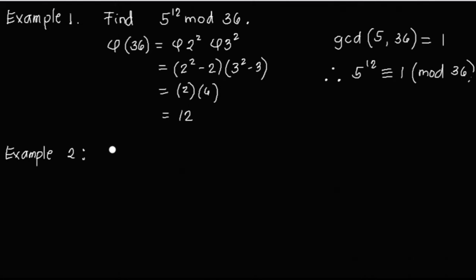Now let us find 2009 raised to 6 mod 9. Okay, so again, the first step, we're going to find the phi of 9. And phi of 9, pwede natin siya isulat as 3 square, diba? Sorry. Should have a phi sign symbol.